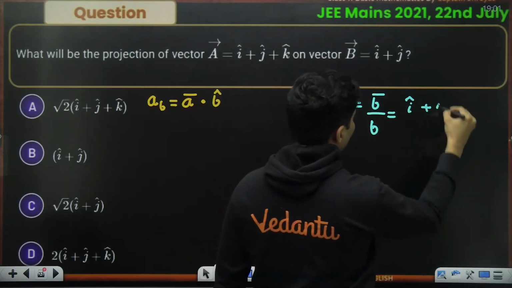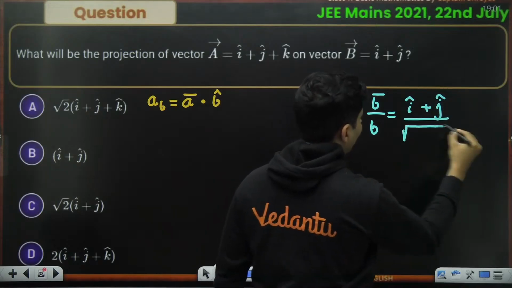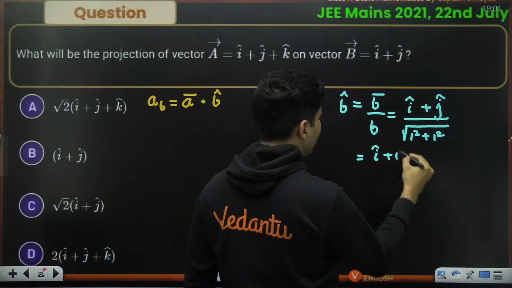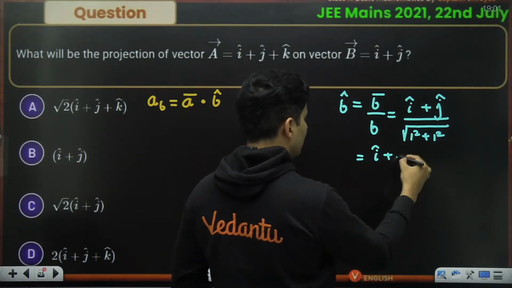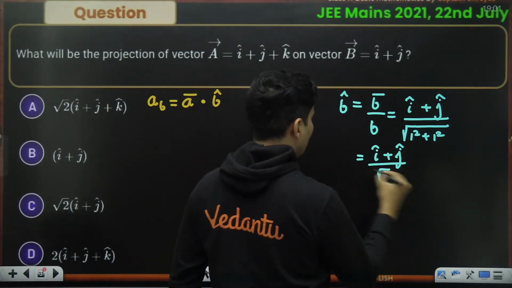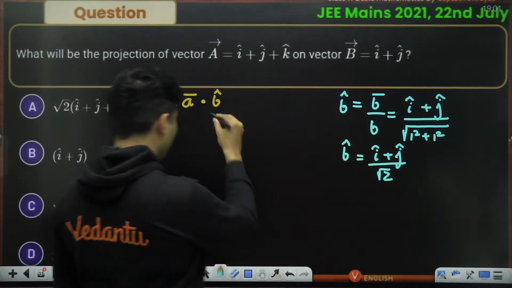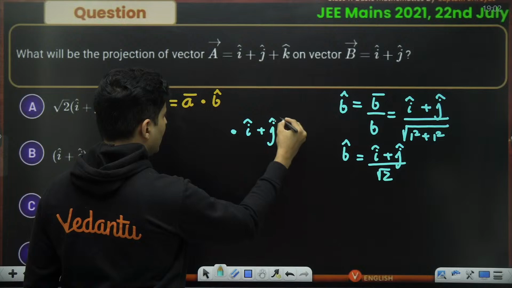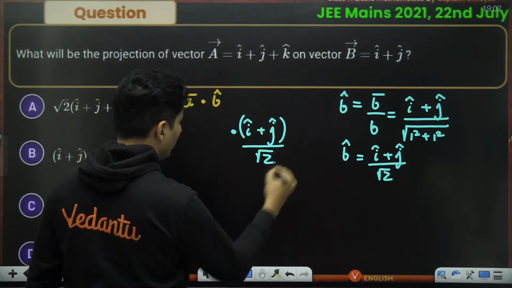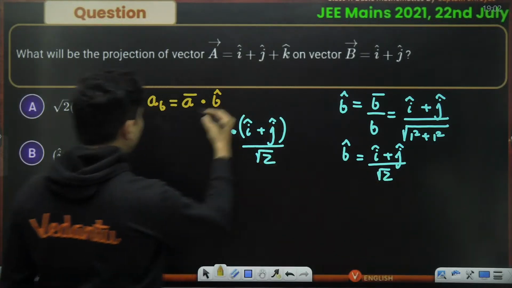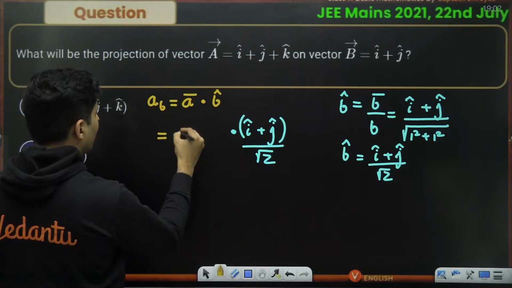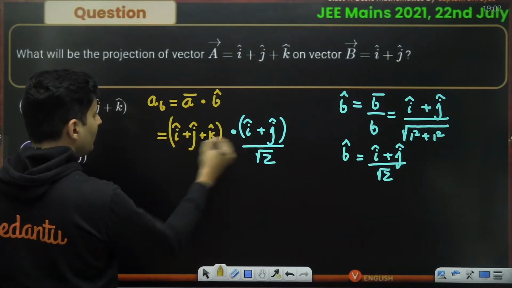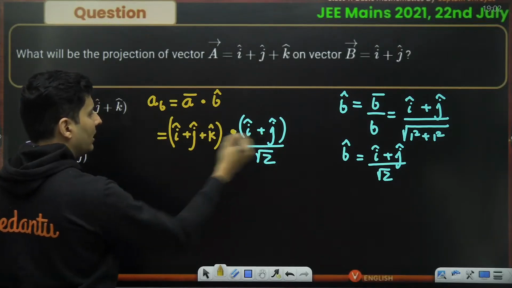Vector B is I cap plus J cap. Magnitude of that will be 1 square plus 1 square under the root. So B hat will be I cap plus J cap, whole thing divided by root 2. That is your B hat. Okay, so I'll put dot product over here. I'll put I cap plus J cap over here, and I will put root 2 over here. Lastly, what is A vector? A vector is nothing but I cap plus J cap plus K cap.